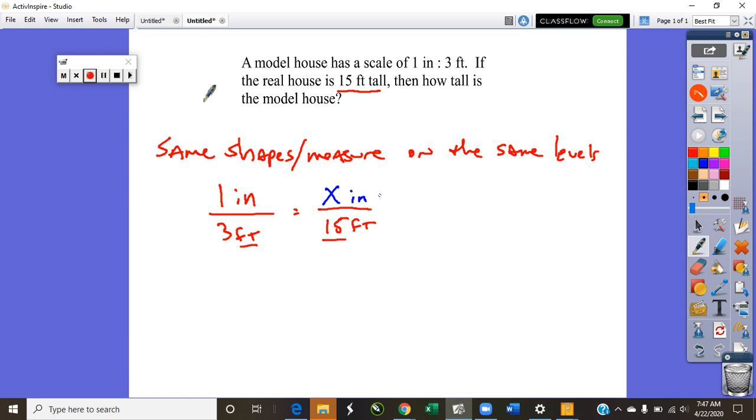Now, what we have here is a proportion. Okay, we're going to use our cross products to solve for this. So 1 times 15 would be 15. X times 3 would be 3x. Okay, now we're going to go ahead and solve this by dividing each side by 3. And again, I know this was easy. This is a very simple example. Okay, but you would have x equals 5 inches. So on the model that represents the real house, that model is going to be 5 inches tall because the real house is 15 feet tall. Okay, I hope that kind of makes sense to you. I'm going to put an example up here that I want you guys to try, and then we'll move on to the next part.